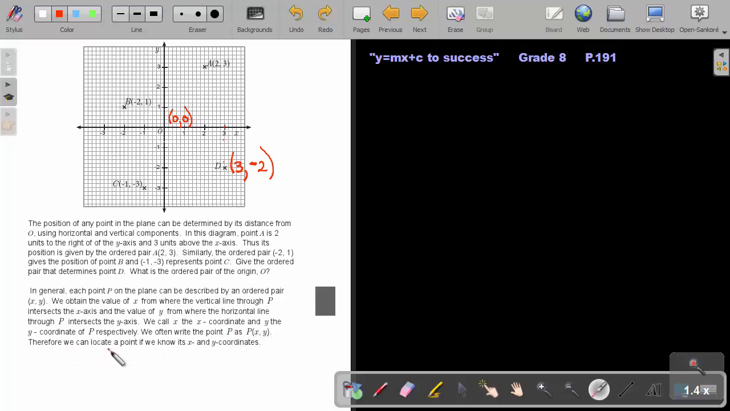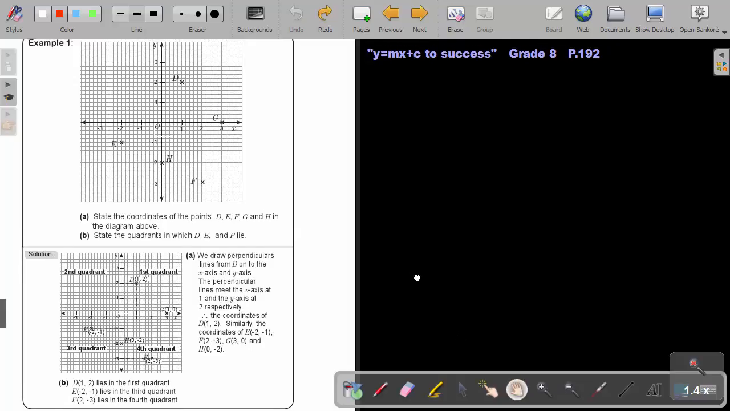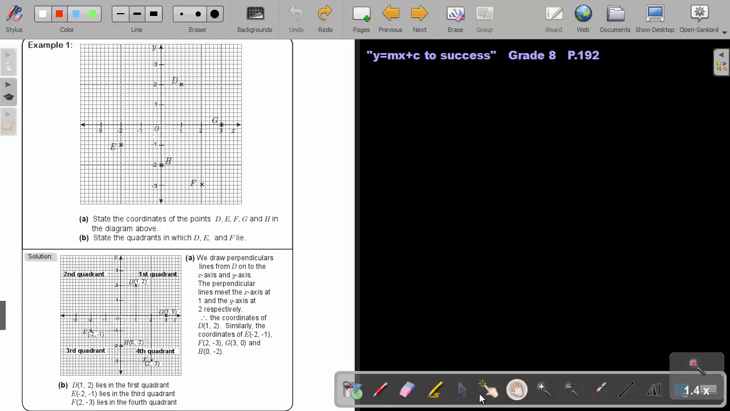Therefore, we can locate a point if we know its x and its y coordinates. So this is the x-coordinate, this is the y-coordinate, separated by a comma. Okay, let's look at an example. State the coordinates of points D, E, F, G, and H in the diagram above. Okay, let's start with D.